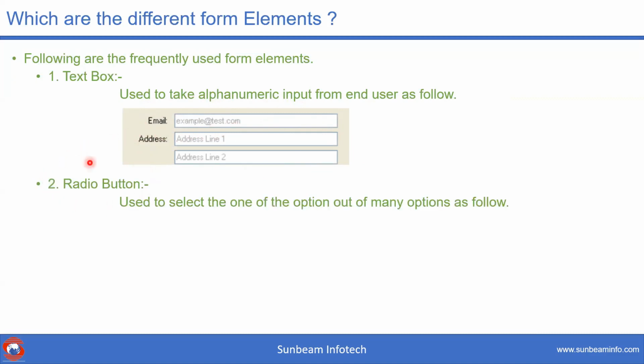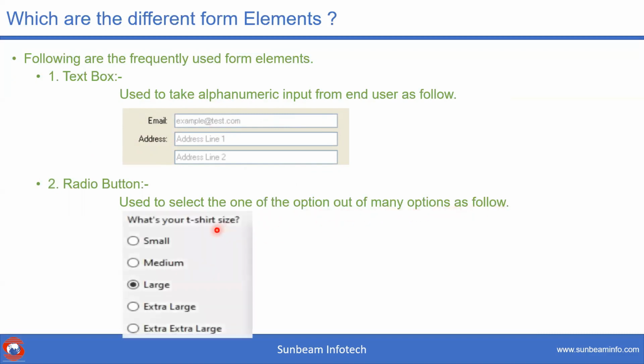Next is the radio button, used to select one option out of many options, as follows. So here you can see the t-shirt scenario. I need to specify which size I am going to use for a t-shirt. So small, medium, large, extra large, double XL are there, out of which I have selected only one option, that is large.